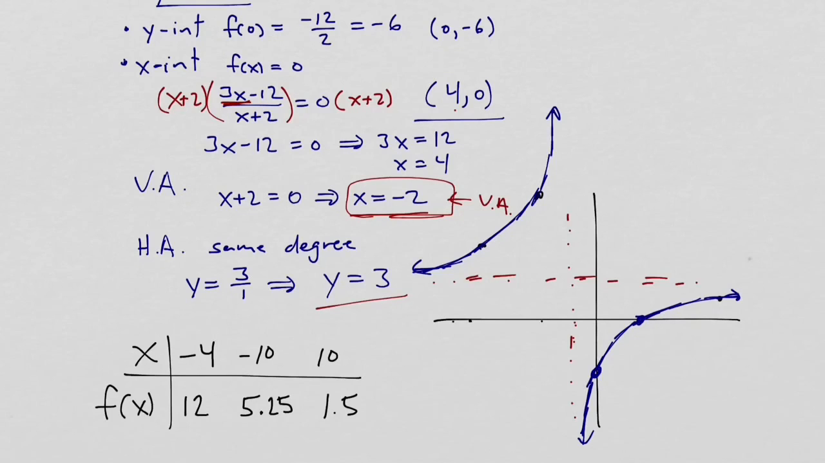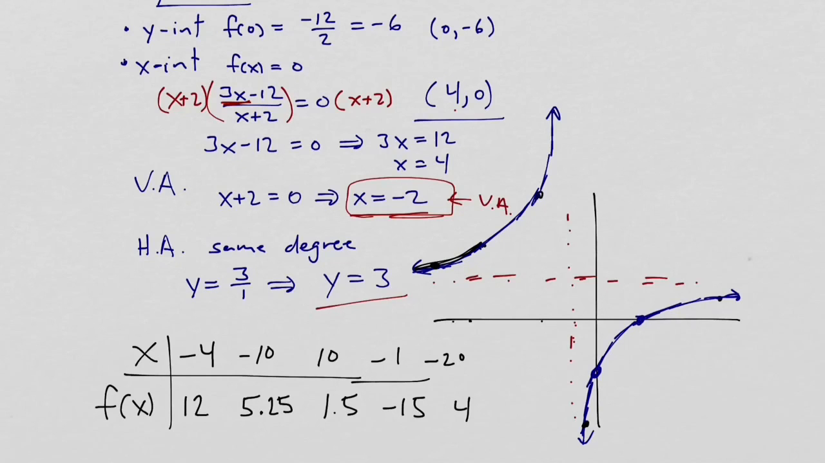Maybe one more good point to see would be negative 1. If we plug in negative 1, we get negative 15. So negative 15 is the value for y. So that agrees with where we think the graph should go. And likewise, if we plugged in negative 20, we would get negative 72 over negative 18, which would give us a value of positive 4, which agrees with where we would expect the graph to go on this side.